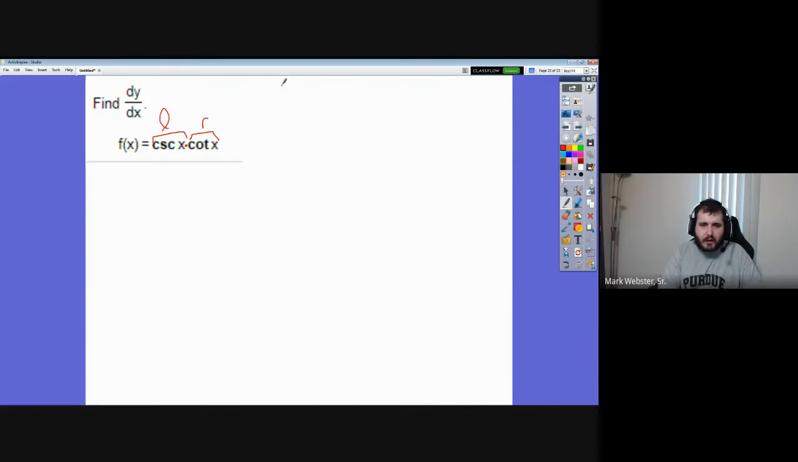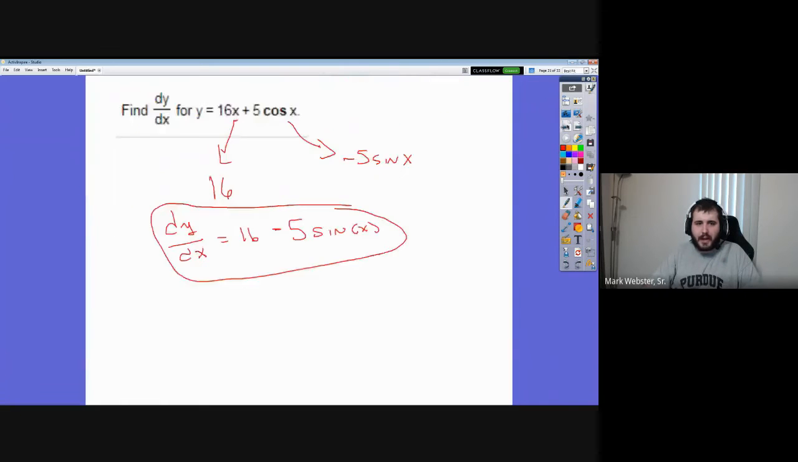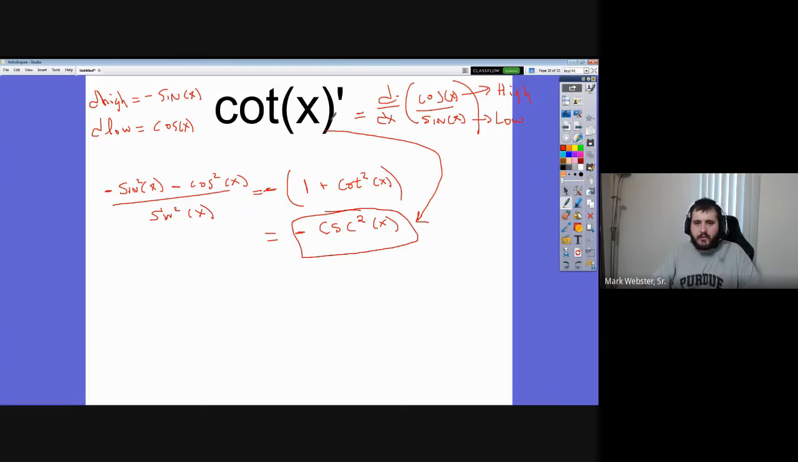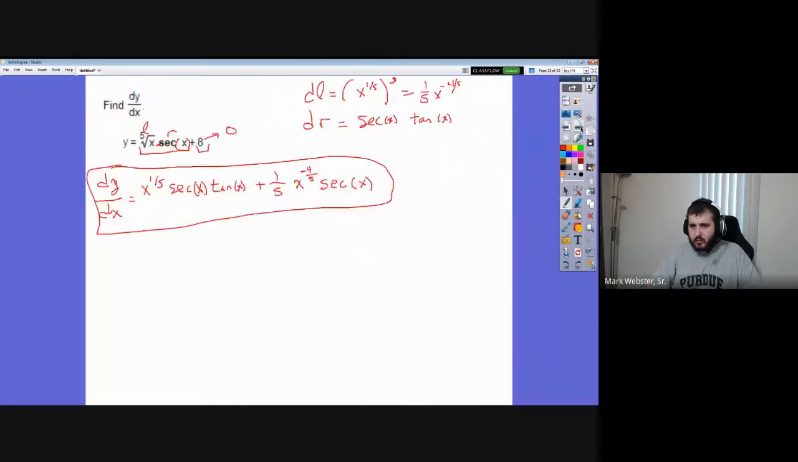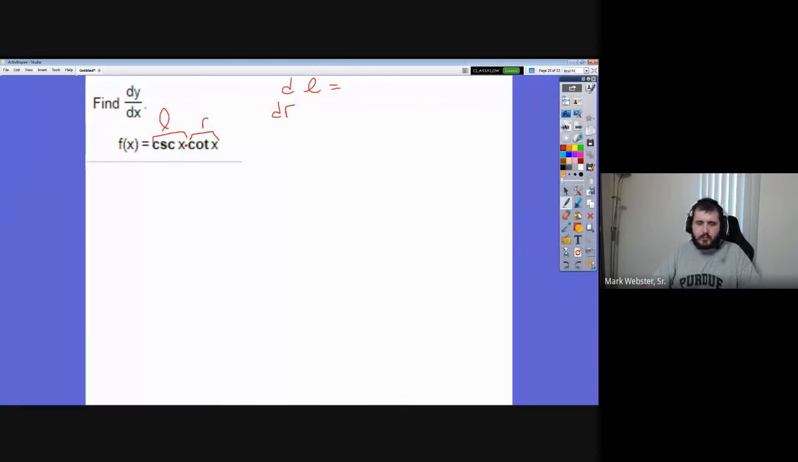Here's our left, here's our right. What's our d left? What's our d right? Well, again, I don't memorize these things, so I'm going to go back. Derivative of cotangent is negative cosecant squared. The derivative of cosecant is negative cosecant cotangent. So the derivative of cosecant is negative cosecant cotangent. The derivative of cotangent is negative cosecant squared.